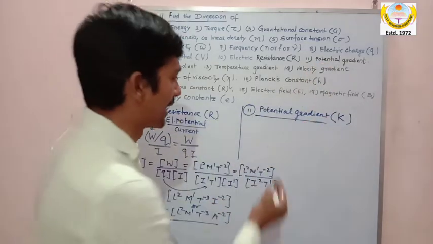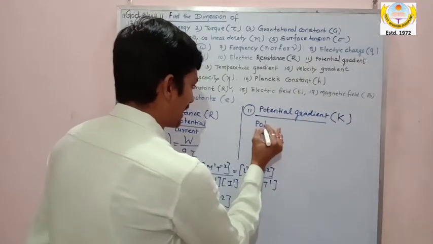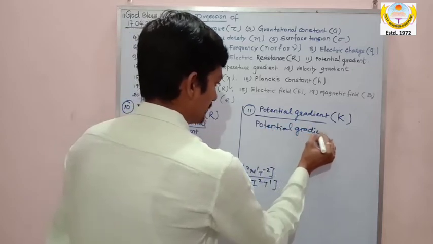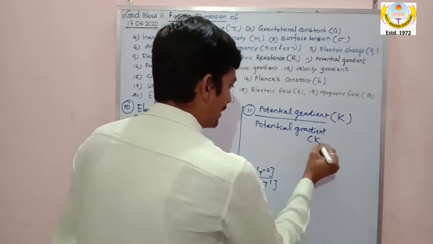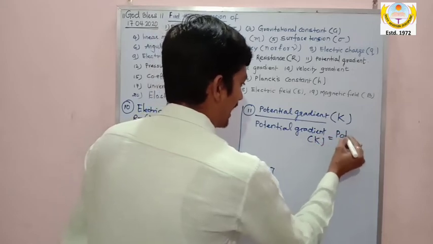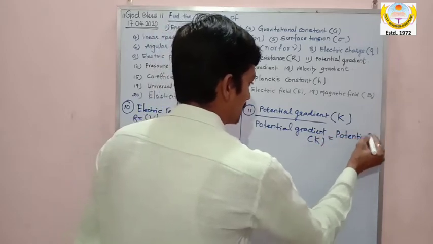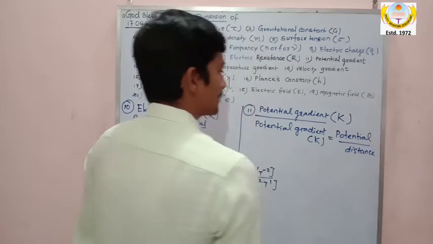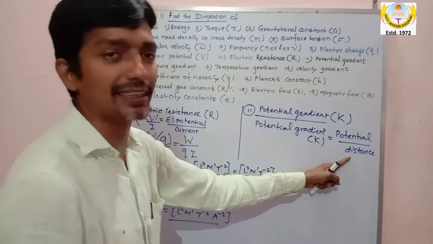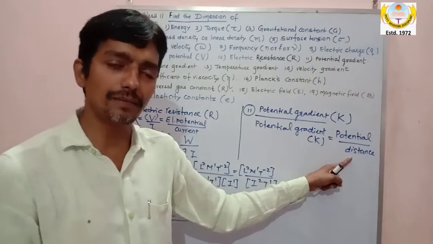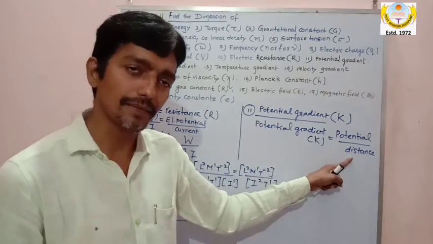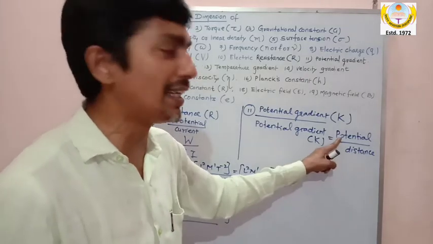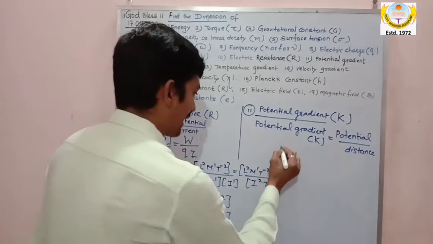So potential gradient, sir, potential gradient, that is denoted by K, is potential divided by distance. Potential divided by distance. And one more thing, my dear, let me tell you, this potential is coming in electricity. This is K.